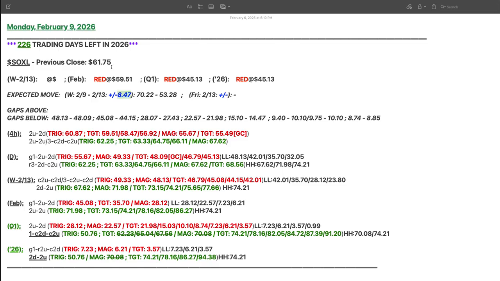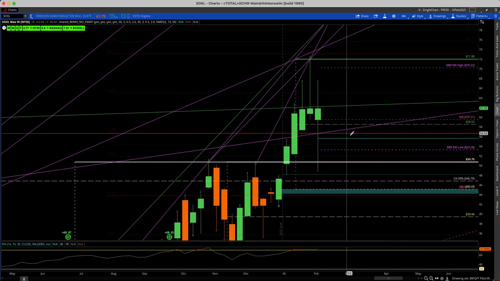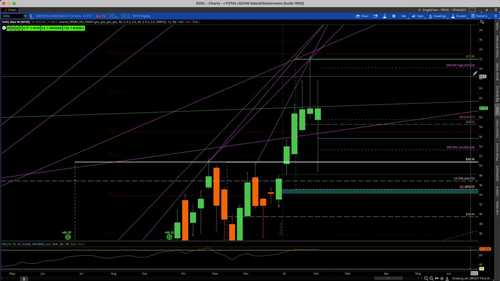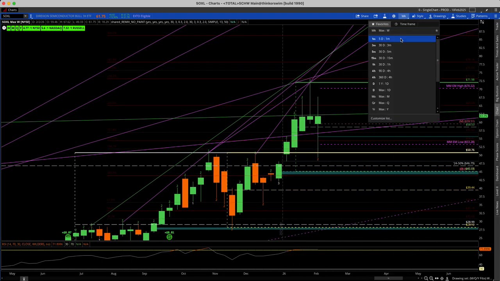So if we add that to 61.75, that gives us an upper bound of 70.22, and then if you subtract that 8.47 from 61.75, that gives us a lower bound of 53.28, right? So if we go back to our charts here, that's how we get those numbers, and that's how we can visually put on the chart to see what is expected from the market makers at least, right? And that number is derived from a straddle on the at the money options on the options chain. So that is a calculated number.